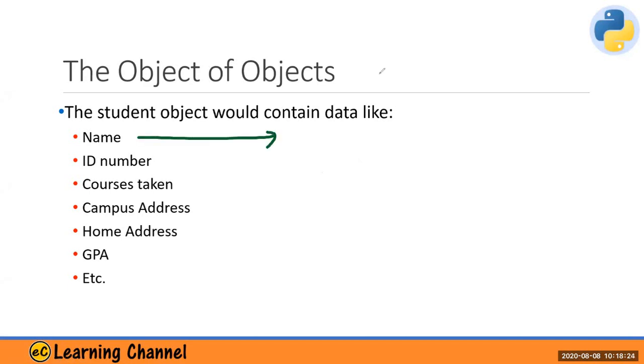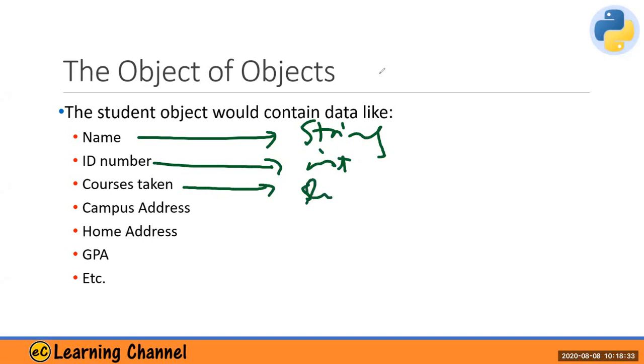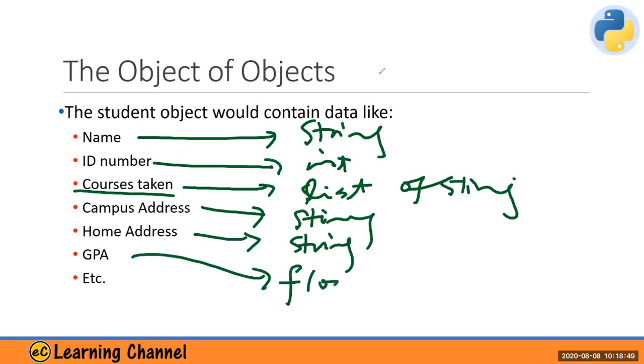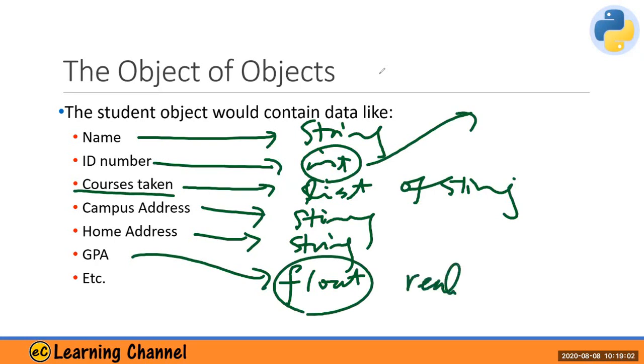So name can be a string, right? ID can be an integer, right? Course taken can be a list of strings, because you may take multiple courses. Campus address can be a string. Home address can be a string. GPA can be a floating-point number. Is that okay? Last time I may have already talked about the integer being the whole number, right? Floating point is a fractional number, the real number. So we talked about this already. Okay.